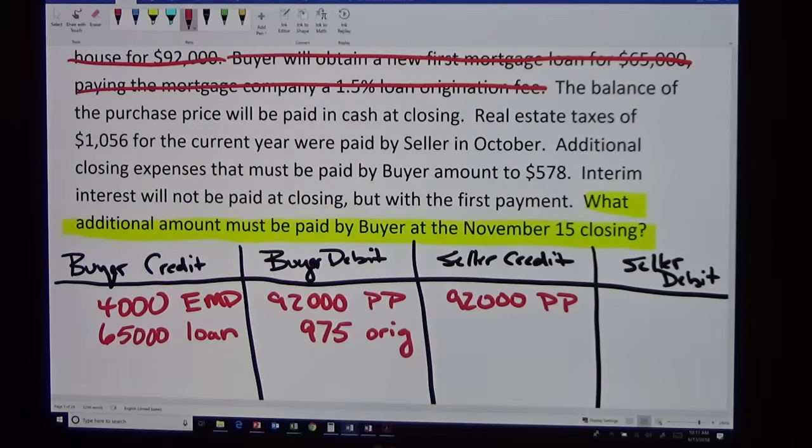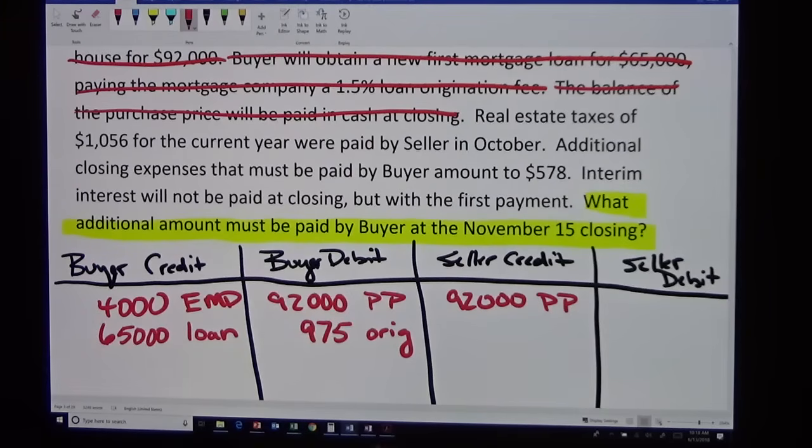The balance of the purchase price will be paid in cash at closing. That's a meaningless statement. Of course the balance of the purchase price will be paid in cash at closing. That doesn't mean you need to do anything. That's the whole point of doing a closing statement, is calculating how much money needs to be paid in cash. Real estate taxes of $1,056 for the current year were paid by the seller in October.